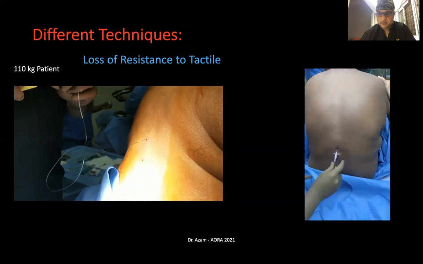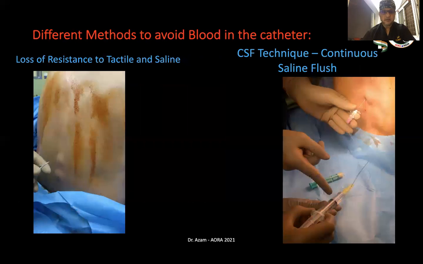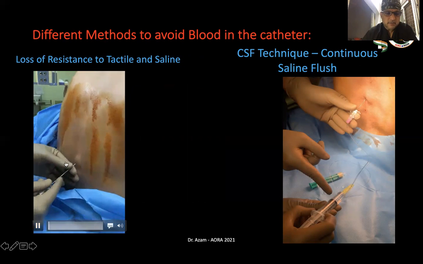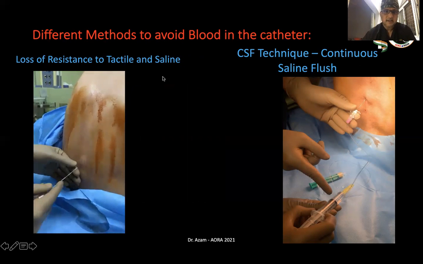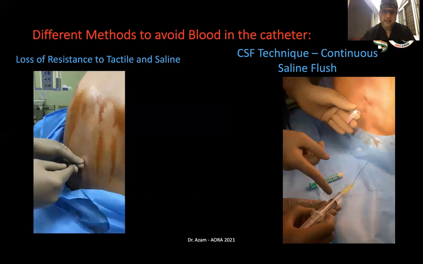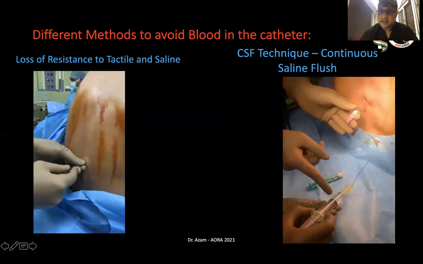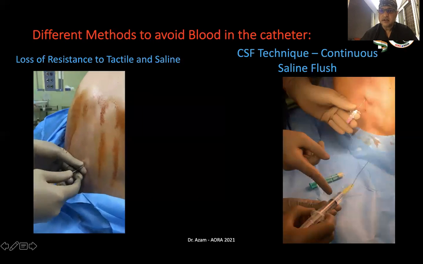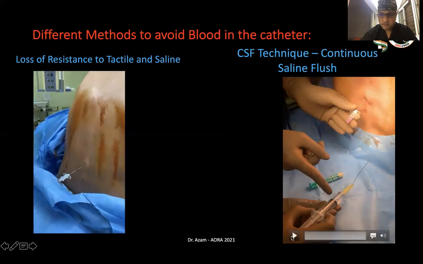Yes, right. So let us skip this now. And in this video, what I have done is, first I'm going to elicit the space by using tactile and then use saline just to open up the space so that the catheter goes in very easily. There is a technique called the CSF technique. It is called continuous saline flush. So let me play this video.